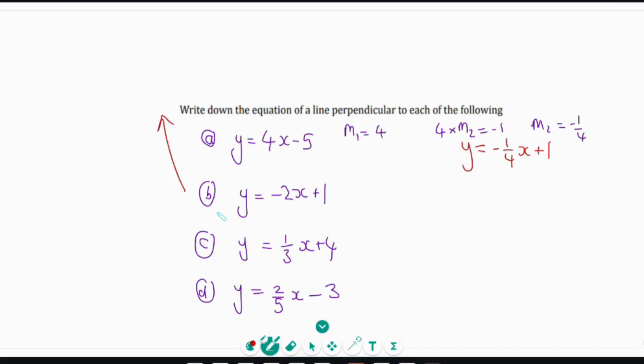Let's look at b next. This time our gradient is negative 2 for m1. We know m1 times the perpendicular gradient is negative 1. Let's divide both sides by minus 2. We get a perpendicular gradient of a half. So the equation of the perpendicular could be y equals a half x plus 5. I'm just choosing any intercept here, it does not matter.